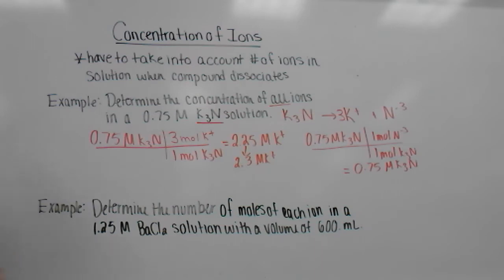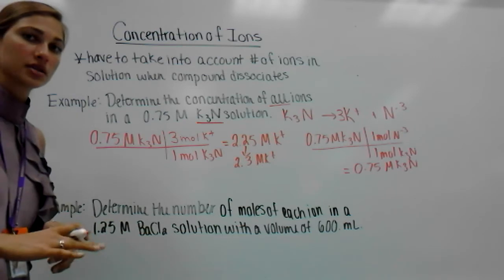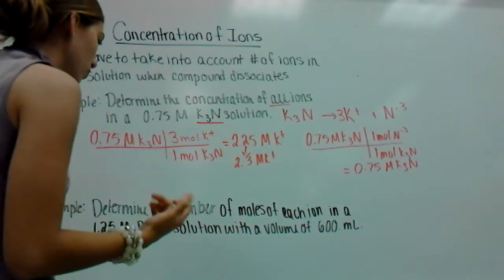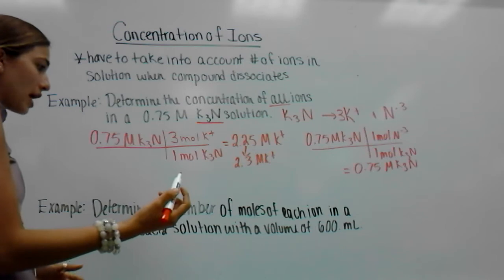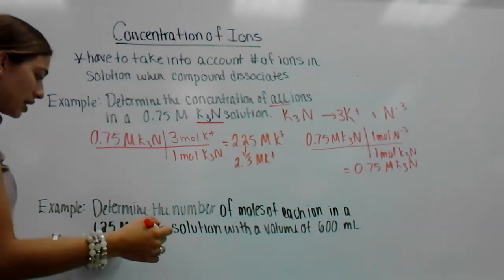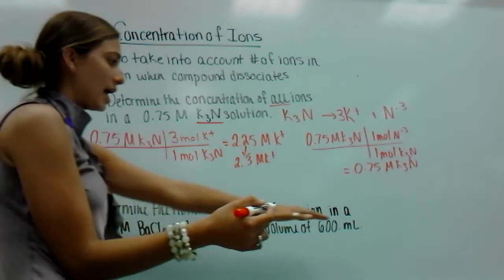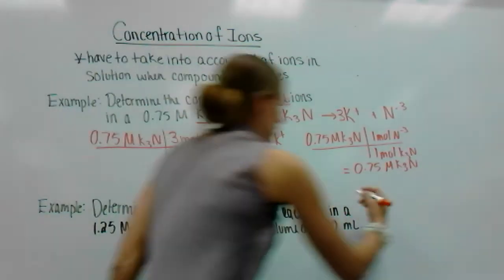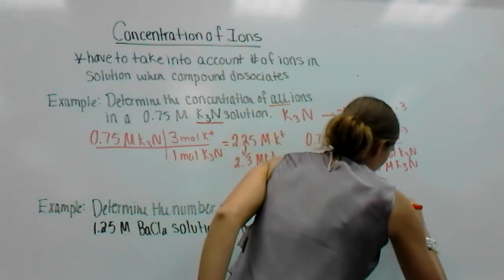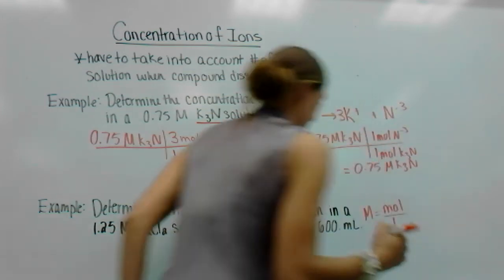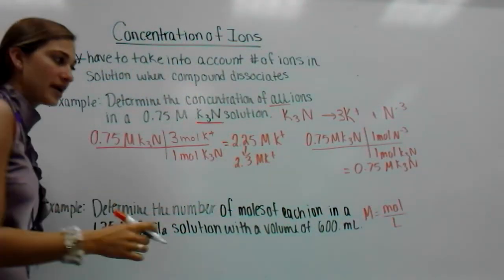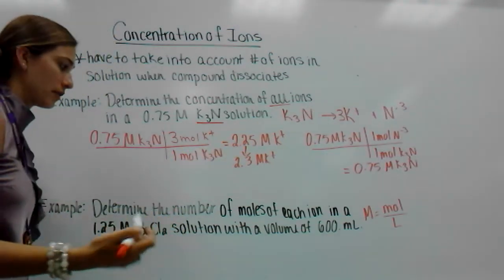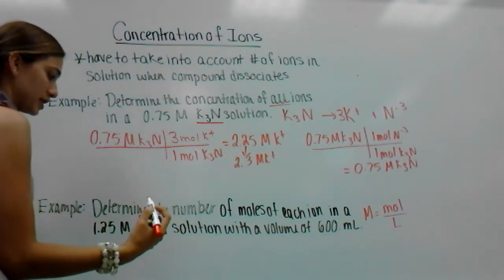Now this example is a little bit more tricky. It says determine the number of moles of each ion in a 1.25 molar BaCl2 solution with a volume of 600 milliliters. So now we're not being asked for the concentration, but instead the number of moles. So we know that we can use our molarity equation to solve for moles if we're given 1.25 molar and a volume. So we're going to have to use molarity is equal to moles over liters. Now before we actually start plugging numbers in, we have to figure out what our equation is. I'm just going to write it above to save a little bit of space.